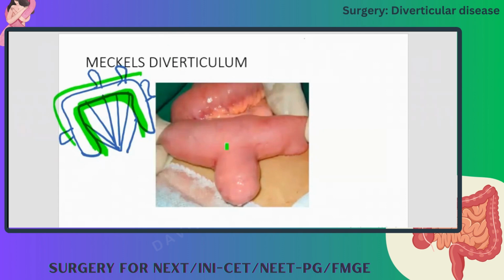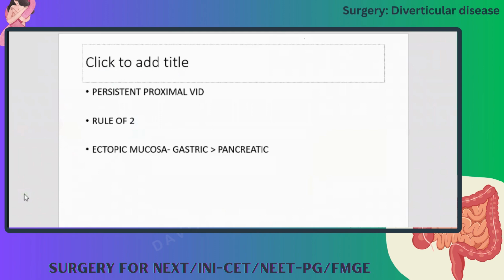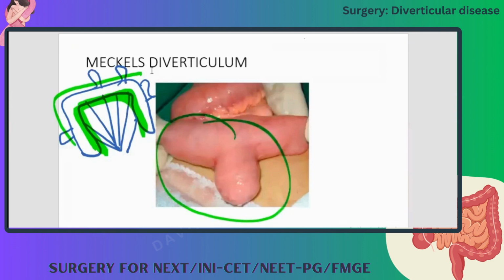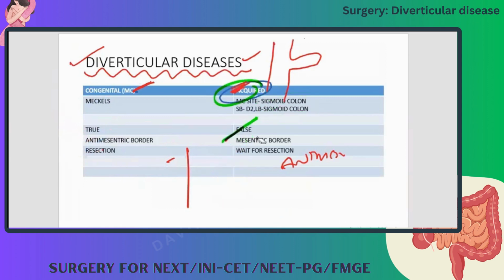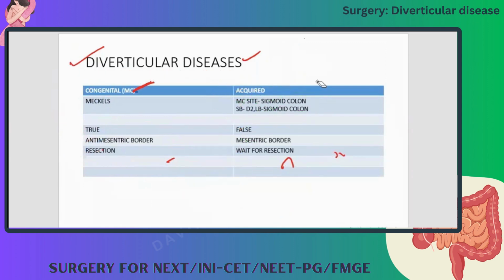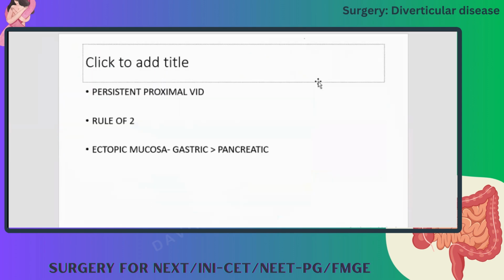This is an example. See here, this is the Meckel's diverticulum. It is an embryological malformation. It is due to persistent proximal vitello-intestinal duct. This duct should disappear. But if it persists, this is persistent proximal vitello-intestinal duct.